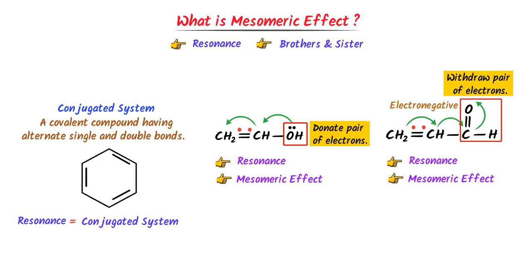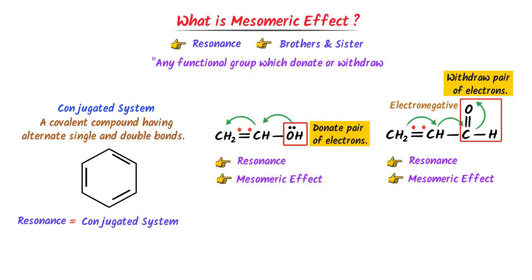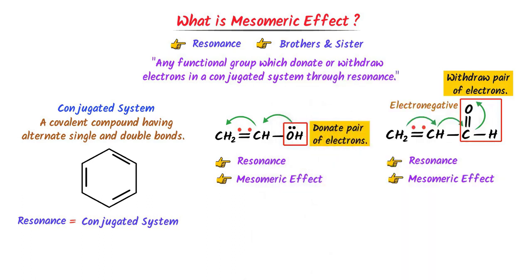Therefore, we define mesomeric effect as any functional group which donates or withdraws electrons in a conjugated system through resonance is known as mesomeric effect. For example, here the hydroxyl group donates electrons and resonance occurs as well as mesomeric effect. Remember that this functional group is donating electrons. It is also known as positive M effect.